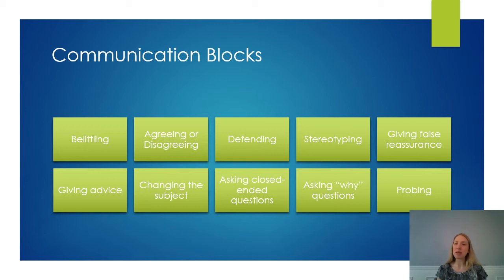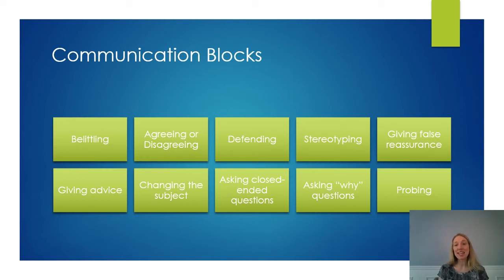Why questions can put the patients in a defensive stance because it can feel like you're questioning their judgment. So you want to avoid those and ask more assessment-oriented questions to get that answer to that why that you're wondering about. Probing is asking unrelated, personal information that you don't need to know. It's just being nosy, and that's going to make the patient curious about what your intentions are and put them on the defense so that they don't want to continue to share.